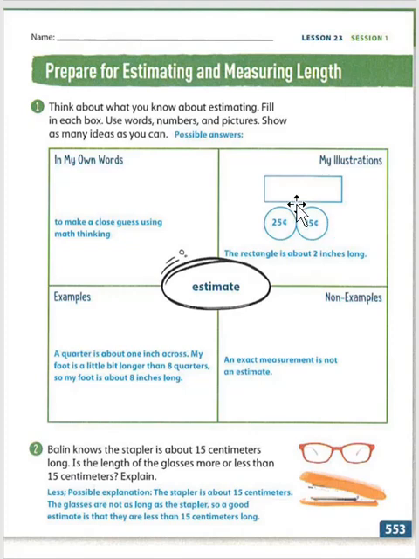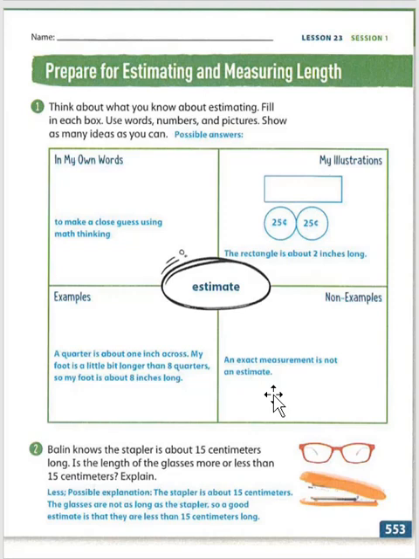My illustration is like this. 25 cents, 25 cents. The rectangle is about 2 inches long. We know that each quarter is about 1 inch. Okay, an exact measurement is not an estimate. If you actually measure with a ruler, is that an estimate?